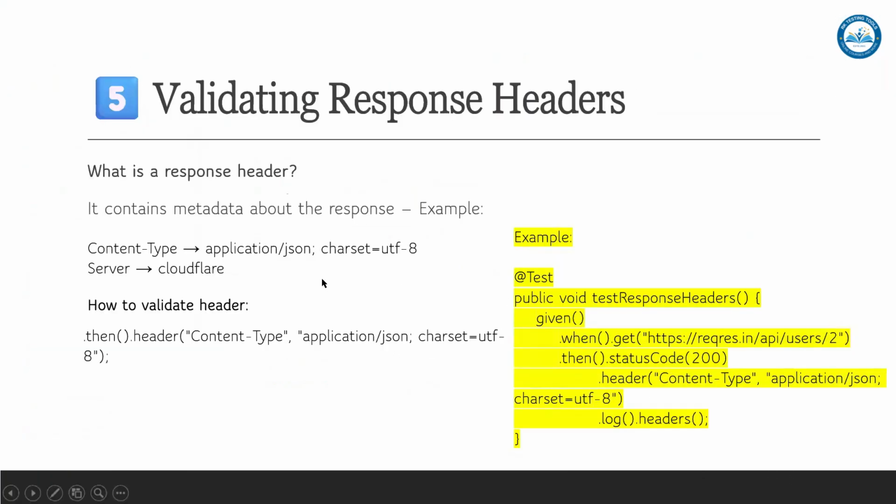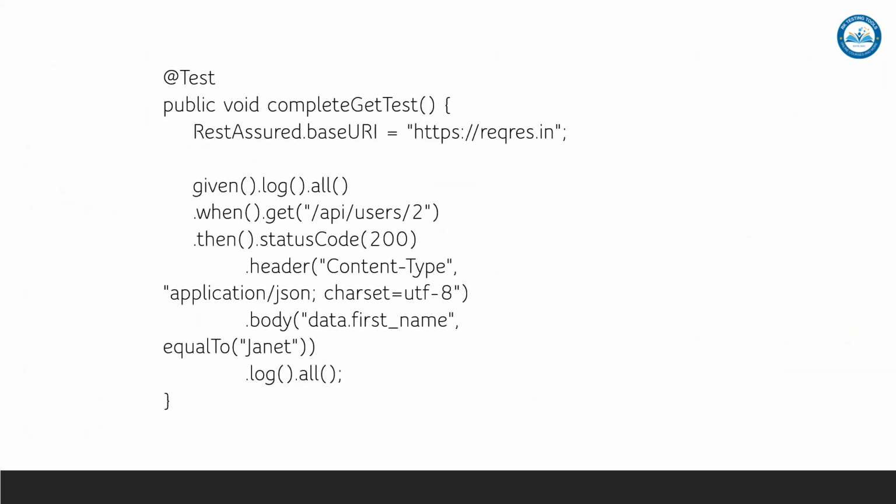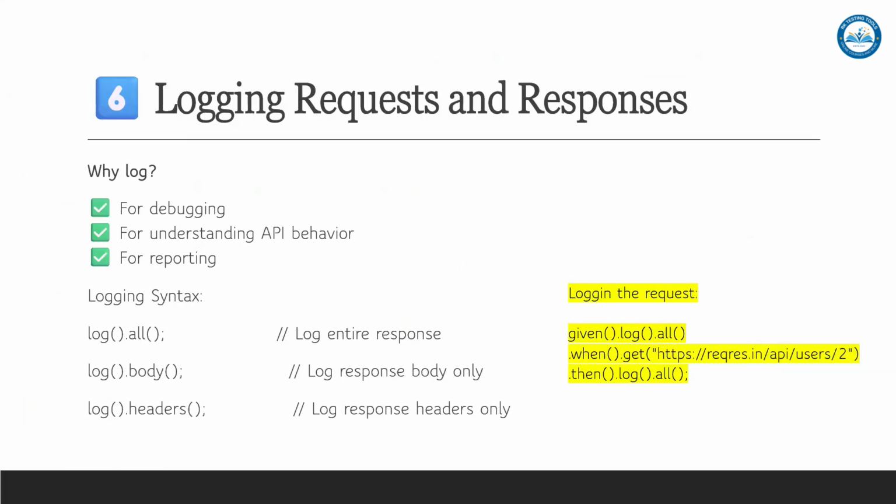The next topic, validating the response headers, is fine. The next topic is logging requests and responses. So how do you log your APIs? Why is logging important? This is very important for debugging purposes, for understanding the API behavior, and for reporting purposes. For example, if you're debugging the test, you will see the actual data from the logs.